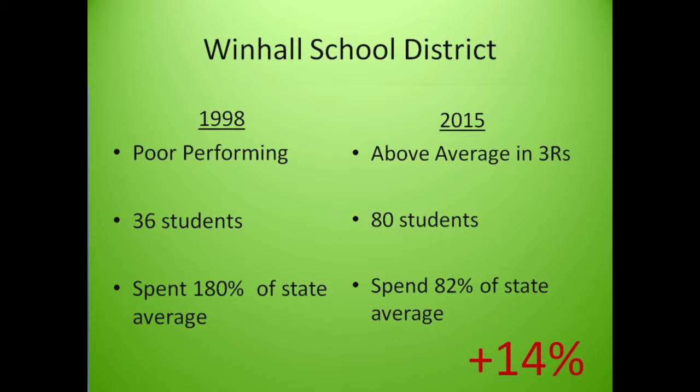So what happened? In 2015, now they're not underperforming. They're above the state average in reading, writing, and arithmetic. They've grown to 80 students, and they're only spending 82% of the state average. Moreover, the family flight rate is plus 14%. People are moving in when their kids get to be 5 years old. They're coming to the township.